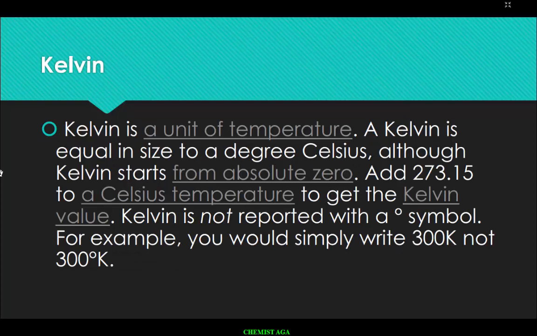Kelvin. Kelvin is a unit of temperature. A Kelvin is equal in size to a degree Celsius, although Kelvin starts from absolute zero. Add 273.15 to a Celsius temperature to get the Kelvin value. Kelvin is not reported with a degree symbol. For example, you would simply write 300 K, not 300 degrees K.